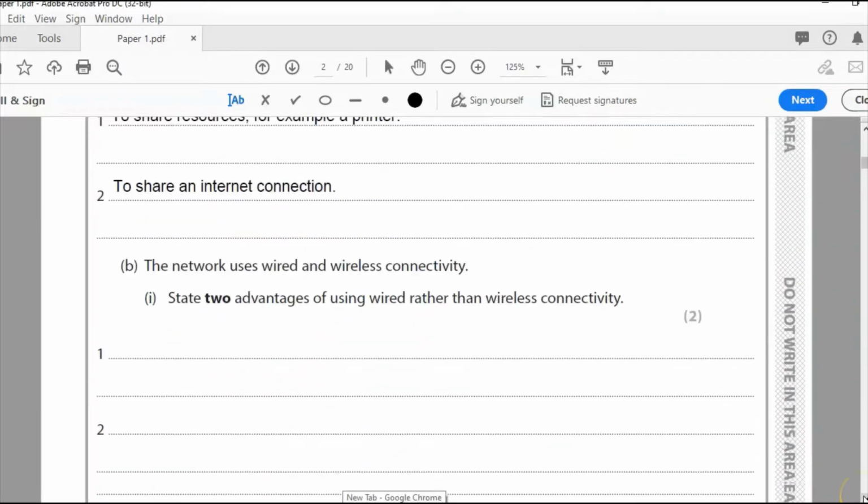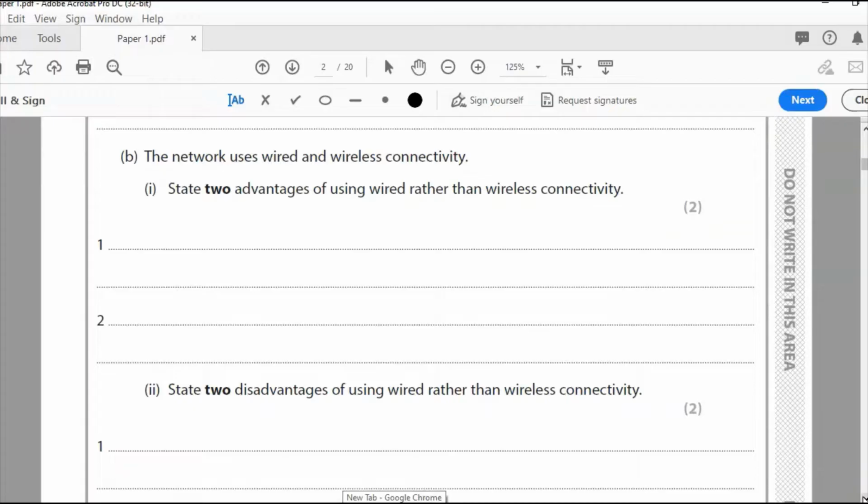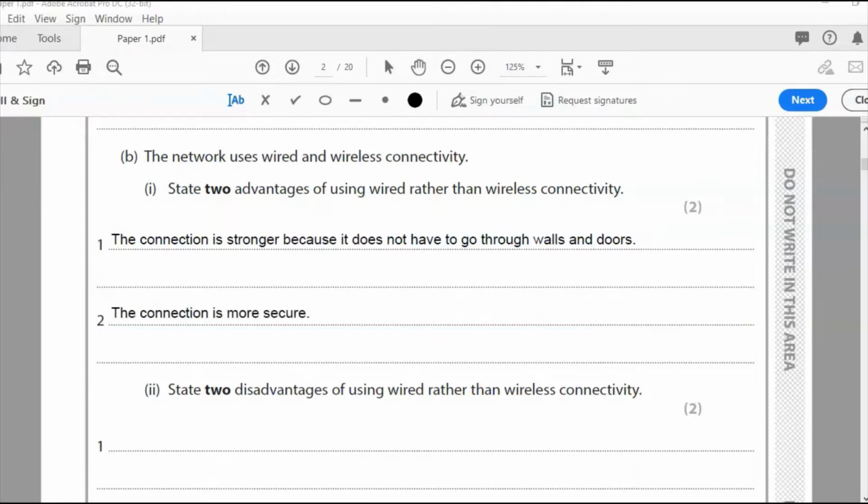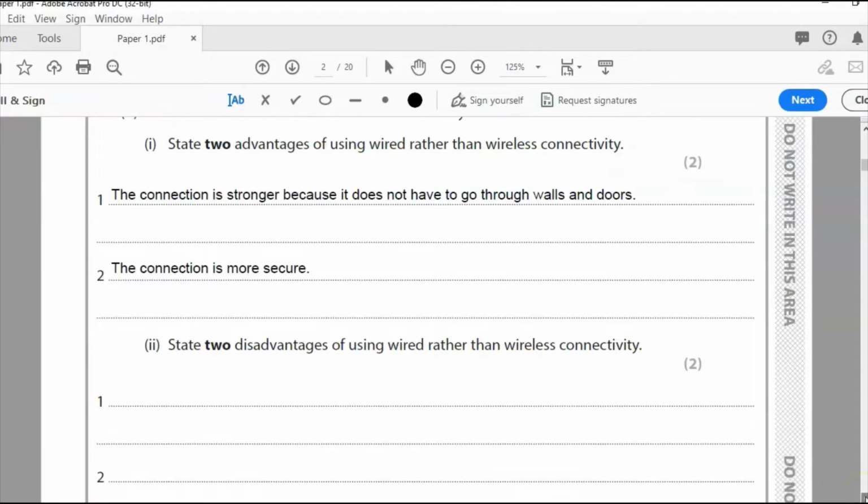So we'll scroll down and look at B. The network uses wired and wireless connectivity. State 2 advantages of using wired rather than wireless connectivity. Okay, so with a wired connection, there is a better connection because it does not get obstructed by walls, ceilings, furniture. It's literally direct. So the connection is stronger because it does not have to go through walls and doors. And the second point is that it is more secure, because it's less likely to be intercepted, which could be a problem with wireless.